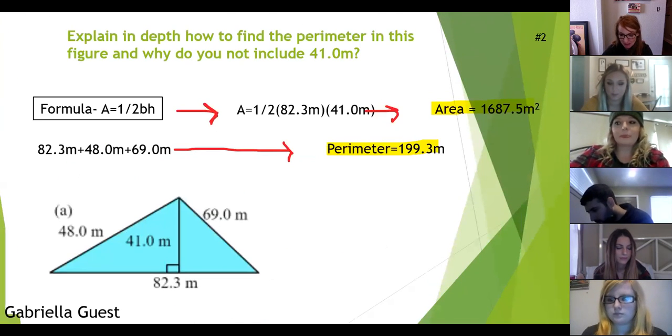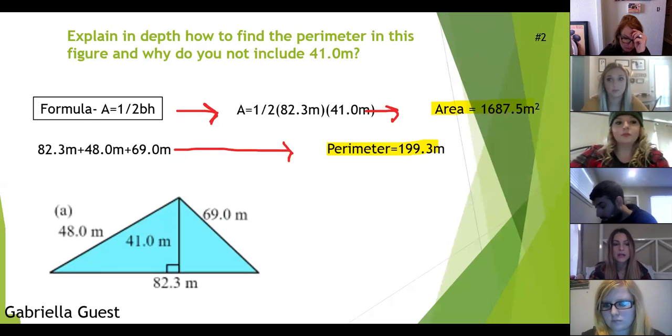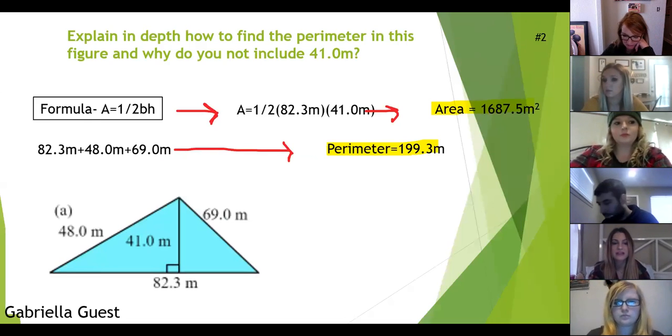Okay, Gabby, explain in depth how to find the perimeter in this figure and why do you not include the 41.0 meters? Okay, so perimeter is pretty simple to figure out on a shape. All you need to know is that the perimeter is the outside of a figure, and to find it, you have to add up all of your values. So you do 82.3 meters plus 48 meters plus 69 meters, and you get 199.3 meters. And the reason that you do not add the 41 is because that just represents the height of the shape, and that's on the inside, which is not perimeter.